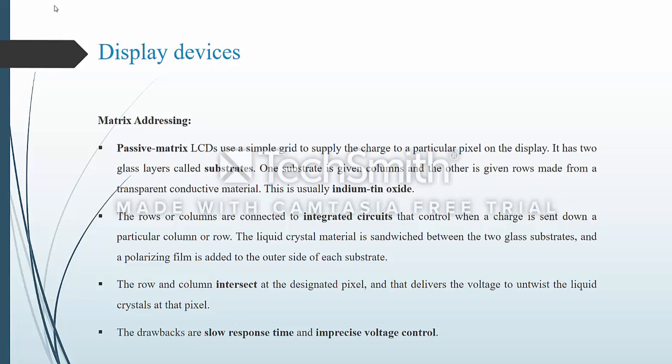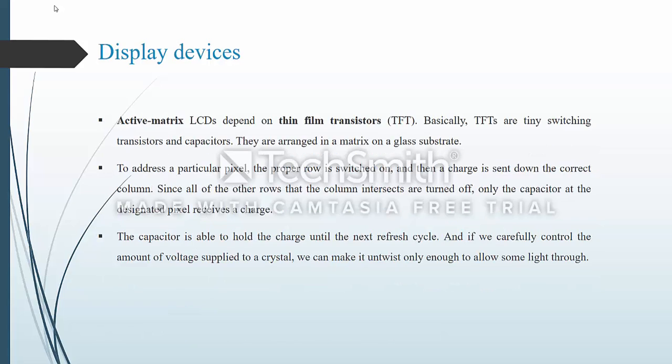The rows or columns are connected to integrated circuits that control when a charge is sent down a particular row or column. The liquid crystal material is sandwiched between the two glass substrates and a polarizing film is added to the outer side of each substrate. The row and column intersect at a designated pixel and that delivers the voltage to untwist the liquid crystals at that pixel. The drawbacks are slow response time and imprecise voltage control.